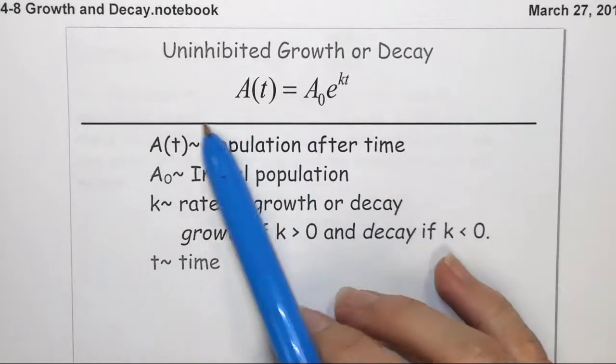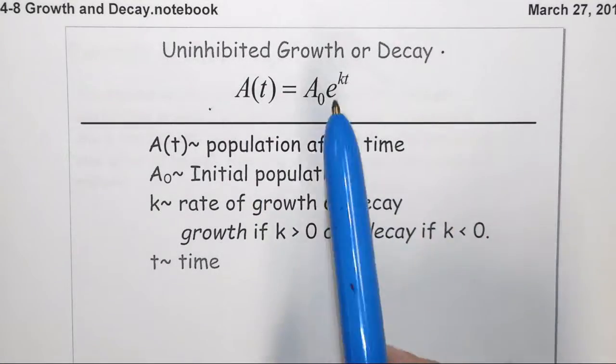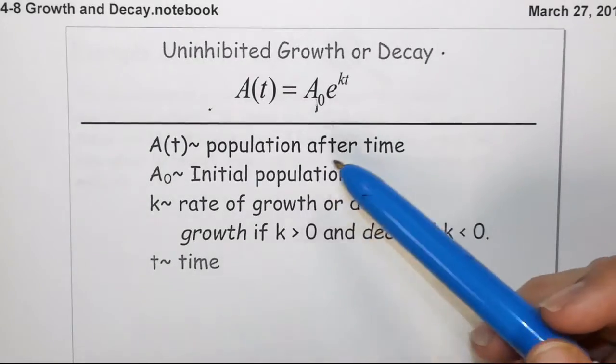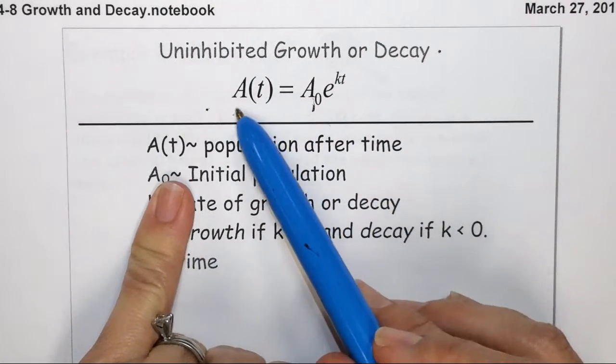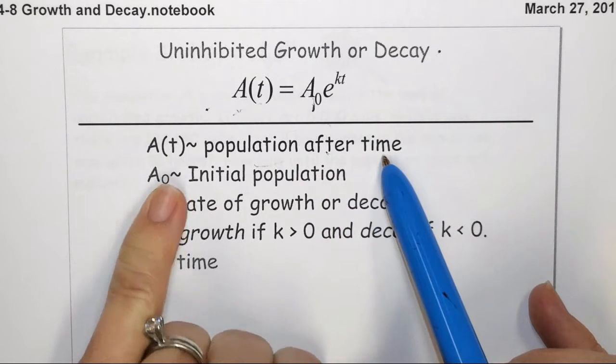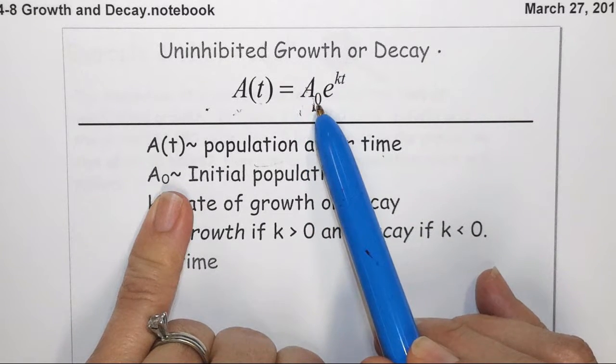The only equation we're going to talk about today is when you see the phrase uninhibited growth or uninhibited decay, we're going to use this formula right here. All you need to know is what each letter means. So whatever is out front, the A sub t is your population after time. Whatever you start with is your A sub 0, and it's always written first.